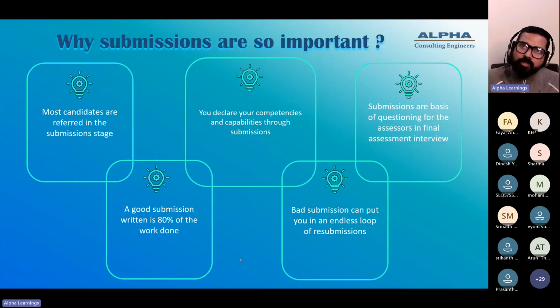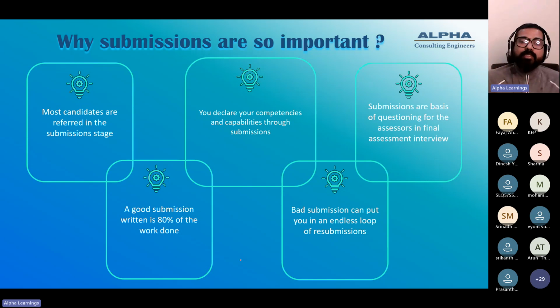So how could the RICS assessor frame their questions? What will be the basis? It is very difficult. So RICS asks the candidates to submit what they know in the documents, what they have done. As a candidate, you are declaring your capabilities through your submissions: what you have learned, what you have studied in the competencies, what you have done in your projects in all those areas. That you are submitting to RICS.